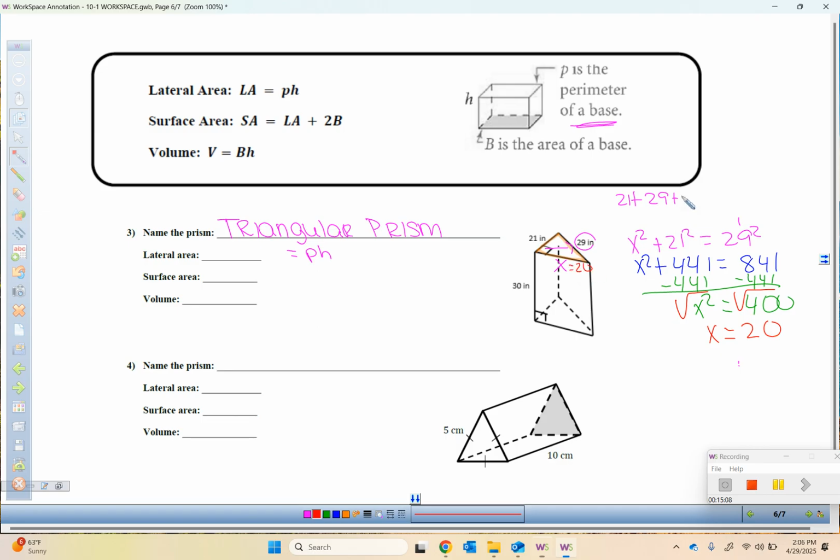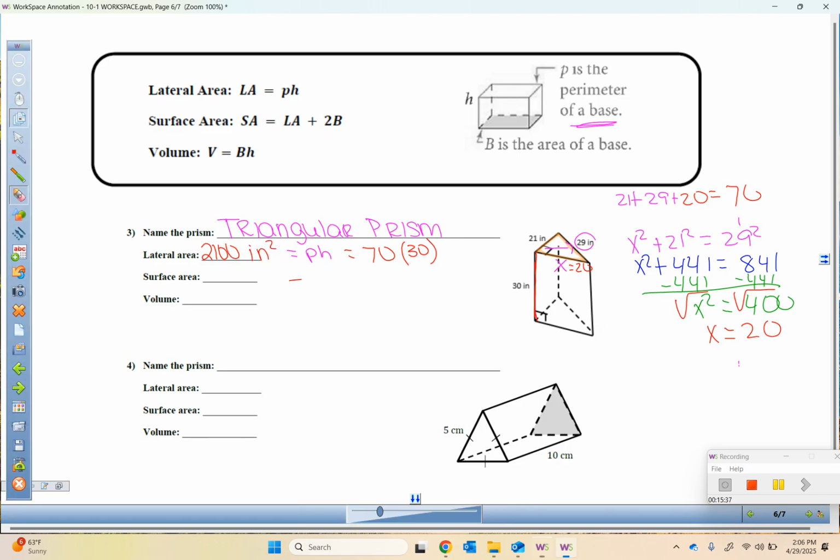So now I can find the perimeter. The perimeter is 21 plus 20 plus 29, which is 70. Very good. So my little p, my perimeter is 70, and times 30 right here, because that's my height. So my lateral area is 2,100. And this is inches squared.